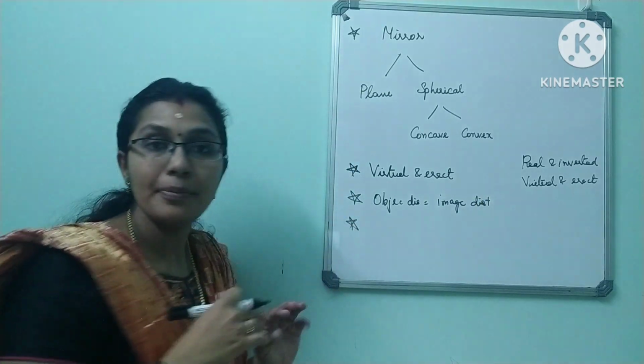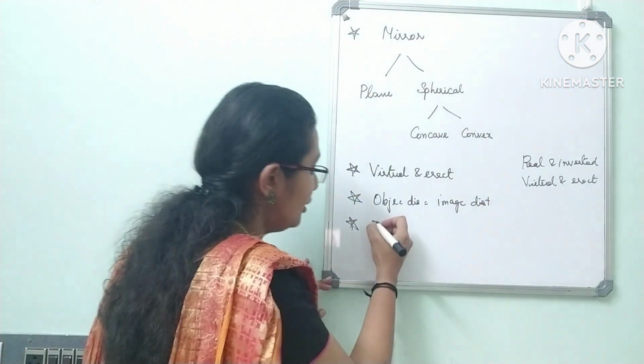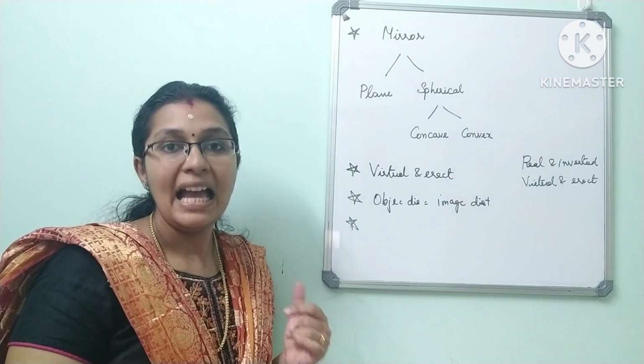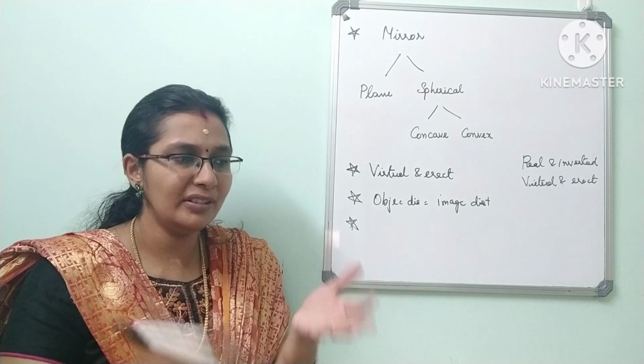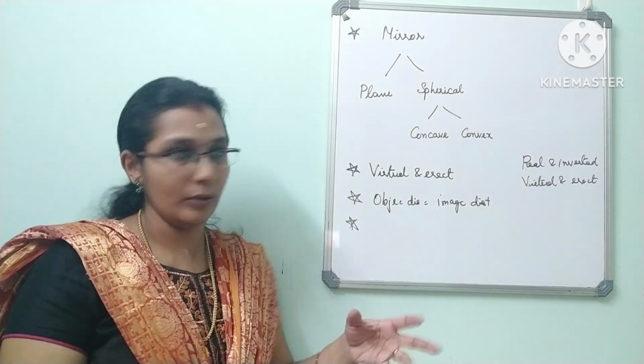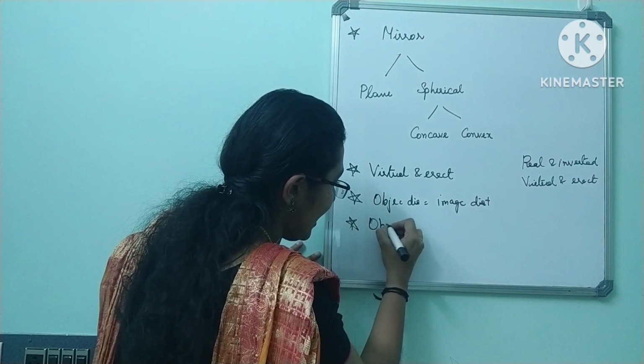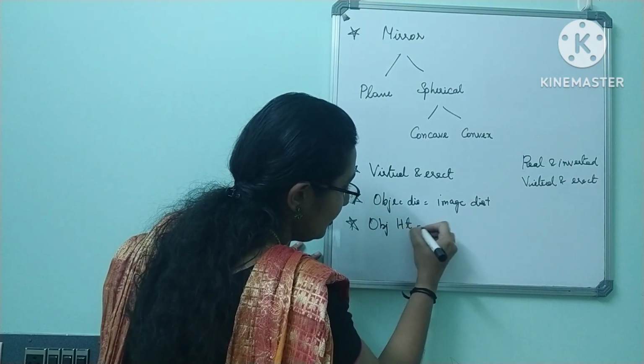Similarly, the height of object is equal to height of image, right? Image means the one that is obtained on the mirror, and the object is ourselves or some object in front of the mirror, okay? So, object height is equal to image height.